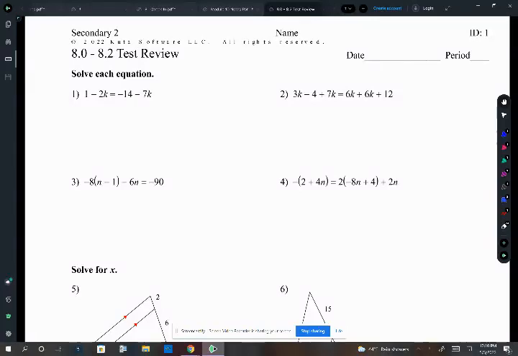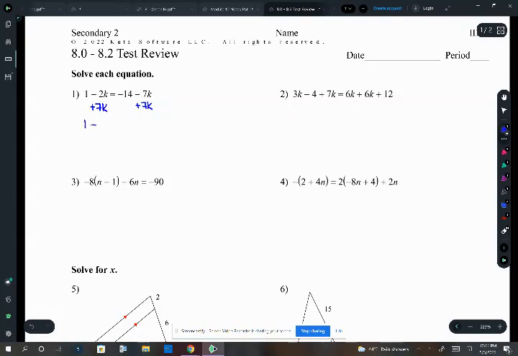All right, so we're going to start off with solving equations for the review. Remember, our goal is to get letters, or variables, to one side and numbers to the other. And so as I look, I'm going to move the negative 7k across the equal sign. So when I do that, I do the opposite. So I'm going to add 7k to both sides. So I get 1 plus 5k is equal to negative 14.